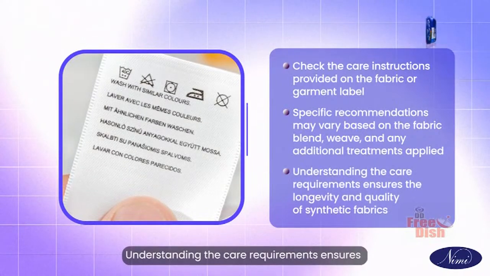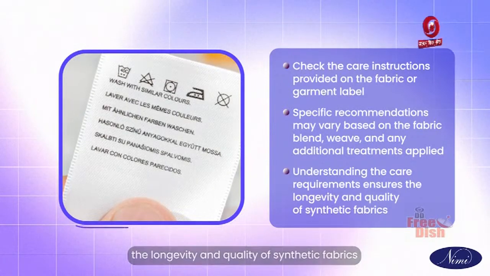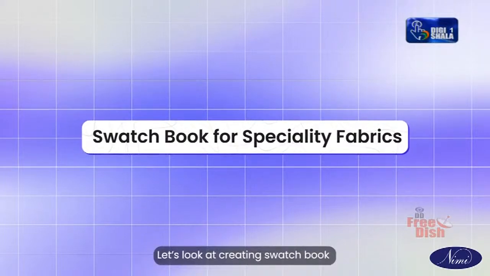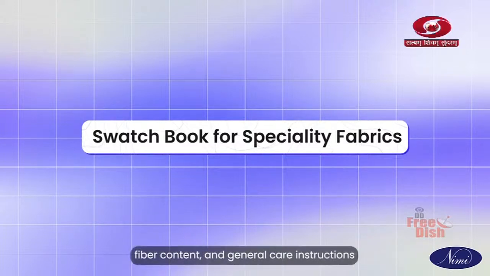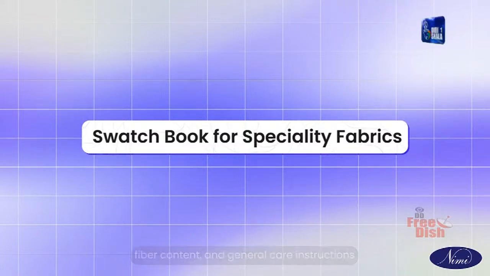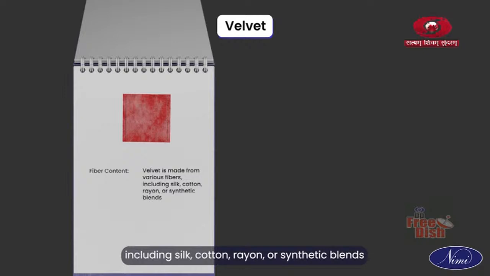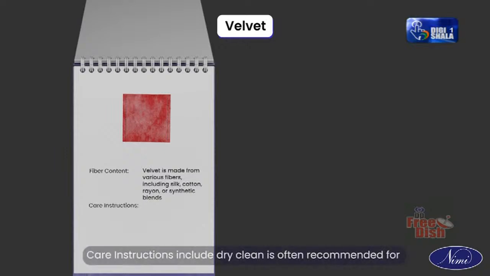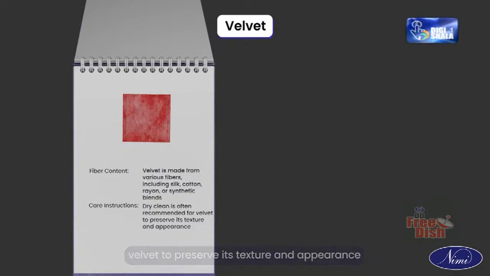Understanding the care requirements ensures the longevity and quality of synthetic fabrics. Let's look at creating a swatch book for specialty fabrics along with their names, fiber content, and general care instructions. In velvet, the fiber content is velvet made from various fibers, including silk, cotton, rayon, or synthetic blends. Care instructions include dry clean is often recommended for velvet to preserve its texture and appearance.